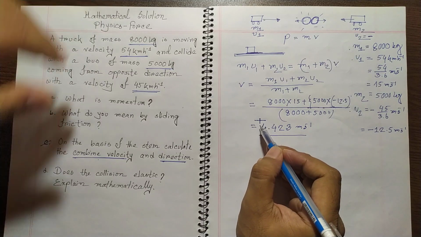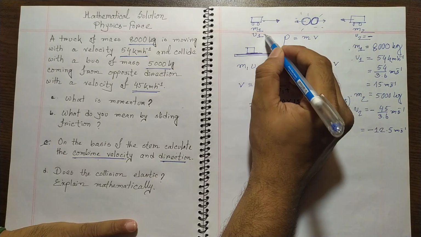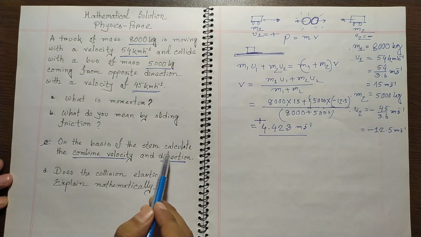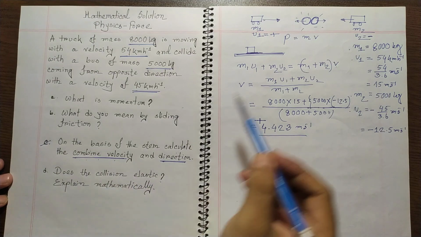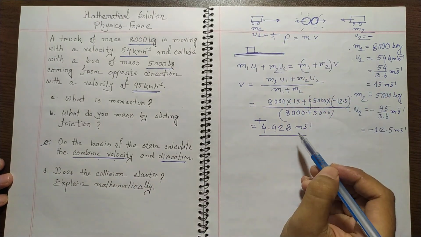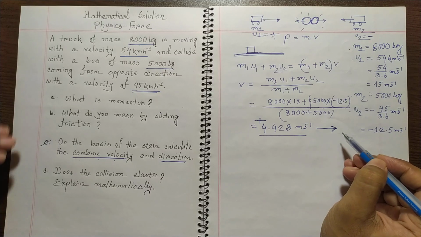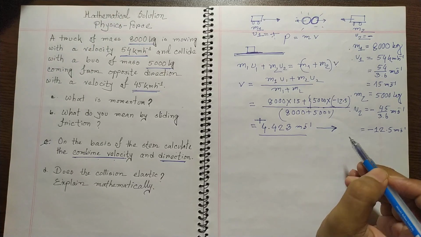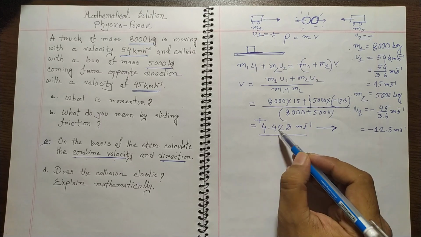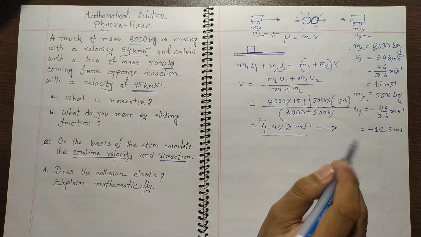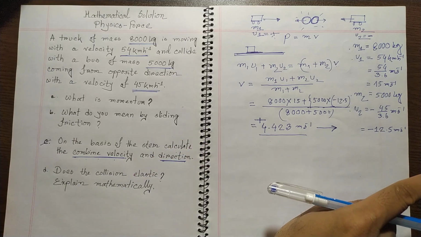So this positive sign means we take u1 as positive. As the stem says that we need to calculate the combined velocity, it would be positive, so the direction would be towards the second car. So we can say the combined velocity of the bus and the truck is 4.423 meters per second, in the direction of the truck.